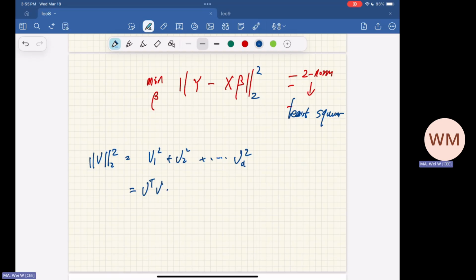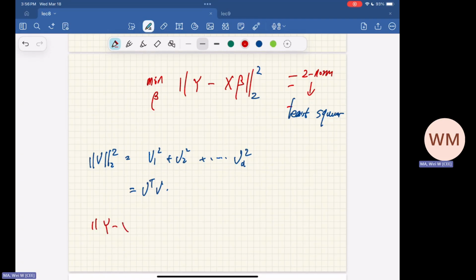So the square of the 2 norm is actually the transpose of this vector times this vector. You can prove this, right? The square of the 2 norm of v equals v transpose times v. Okay, good. Then let's do some math.